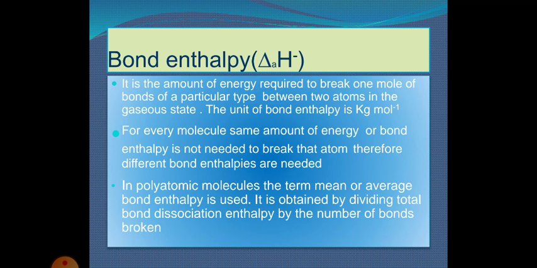Now suppose we consider polyatomic molecules, the term mean or average bond enthalpy is used. Poly means many, meaning a molecule formed by many atoms. It is obtained by dividing the total bond dissociation enthalpy by the number of bonds broken.